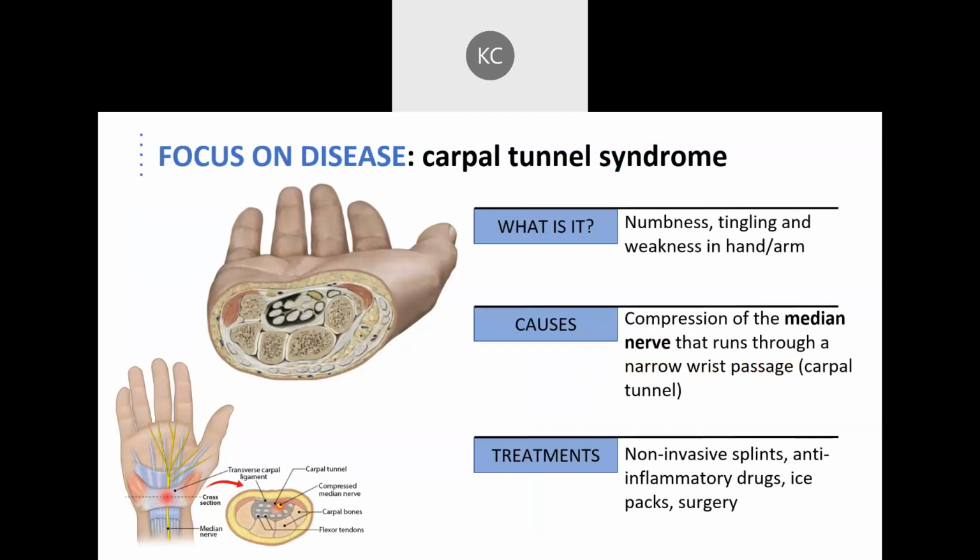carpal tunnel syndrome, right? And we've probably all heard of it. You may have had it, you may have known somebody who had it. Carpal tunnel syndrome exists as a result of the overuse and the repetitive use of the hand and the wrist that results in inflammation in a region known as the carpal tunnel. And so if you think of the name itself, the carpal tunnel, there is a tunnel that runs through the carpal bones.